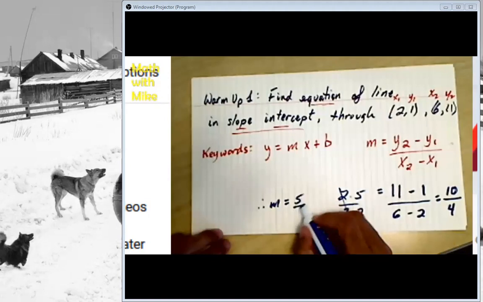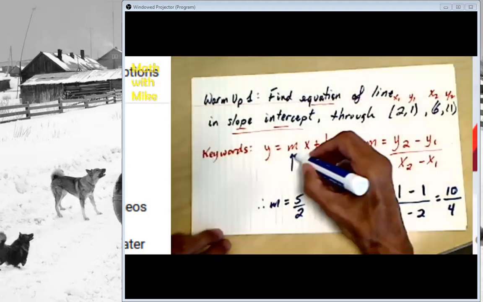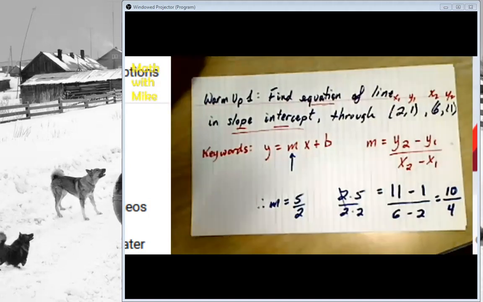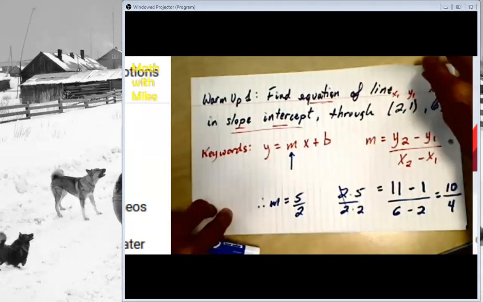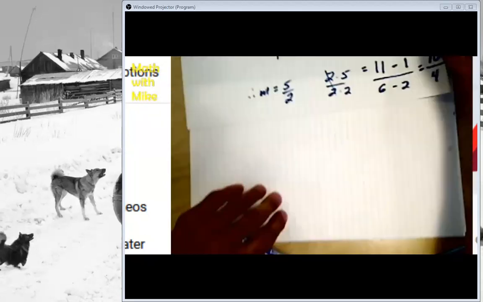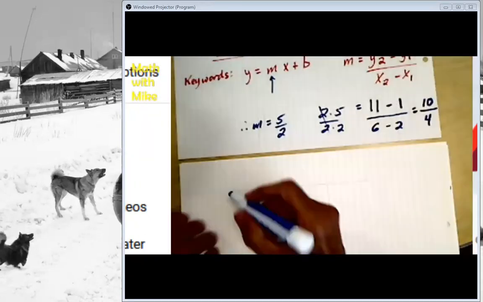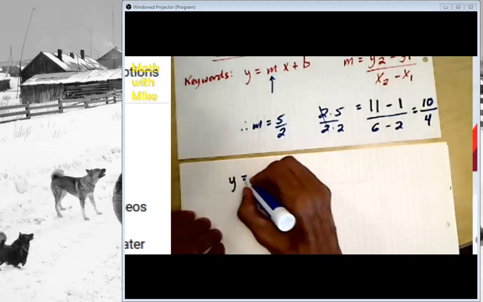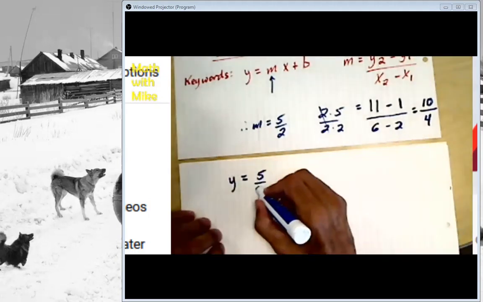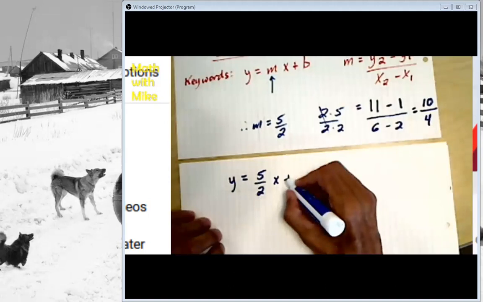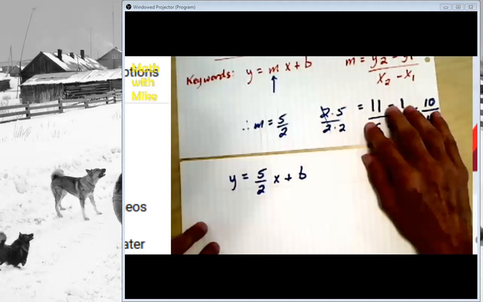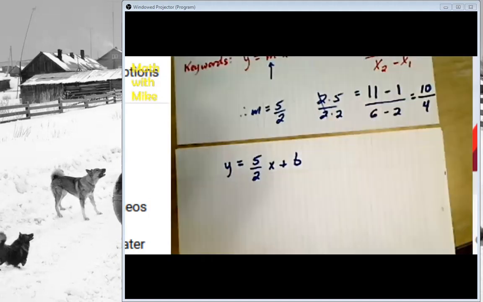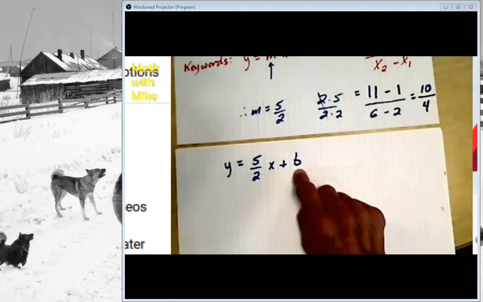And we can put that in the slope location to figure out what this equation is. So instead of y equals mx plus b, now we're a little bit closer. And we got y is equal to 5 over 2x plus b. So now we got to figure out what b is. How are we going to do that?